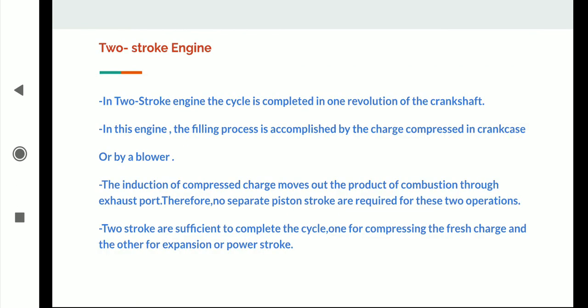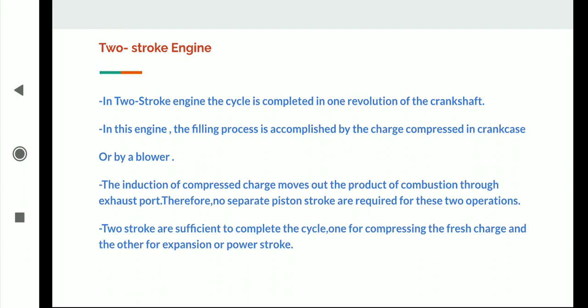Two-stroke engine. In a two-stroke engine, the cycle is completed in one revolution of the crankshaft. In this engine, the filling process is accomplished by the charge compressed in the crankcase or a blower. The induction of compressed charge moves out the products of combustion through the exhaust port. Therefore, no separate piston strokes are required for these two operations.